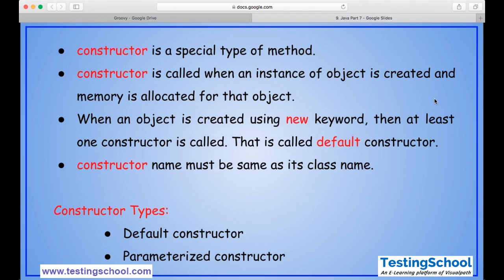Constructor is a special type of method. You see, it is also a method, but we can say it is a special type of method. Constructor is called when an instance of object is created. Constructor name must be same as its class name. So there are two types of constructors. One is default, another is parameterized constructor. So we'll see one by one. For that we'll go to Eclipse.